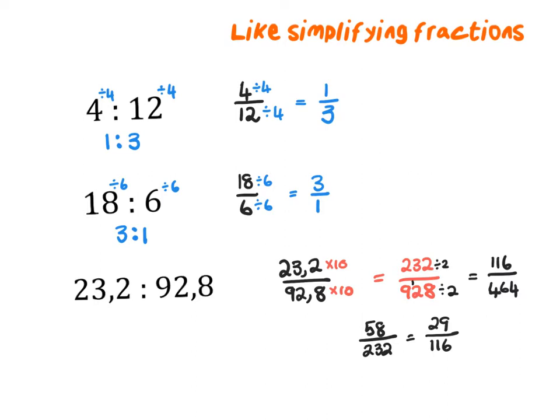And now we can go back to our ratio, and we know that the numerator, which was the top number and the first number in our ratio, simplified to 29. And the denominator, which represented the 92.8, simplified to 116. And that's how simple it is to simplify ratios.